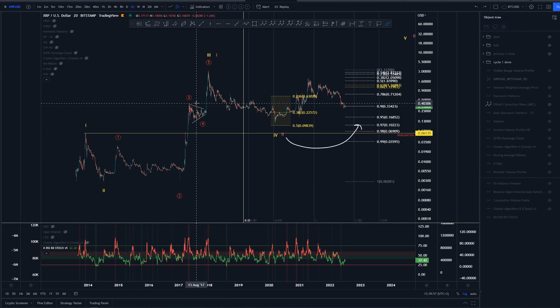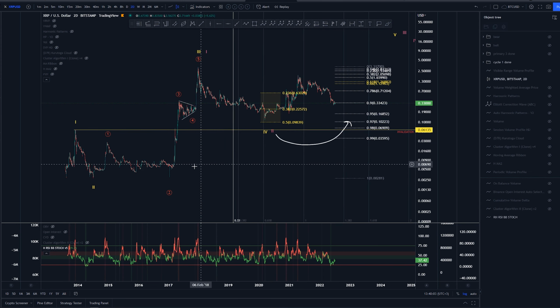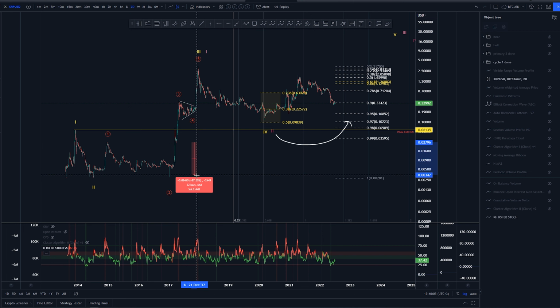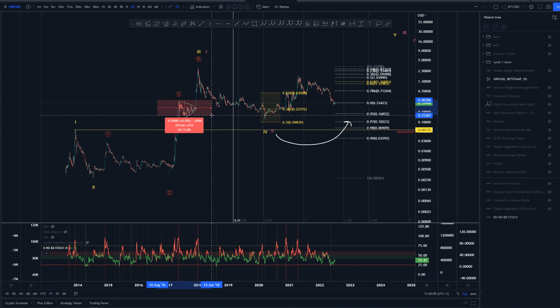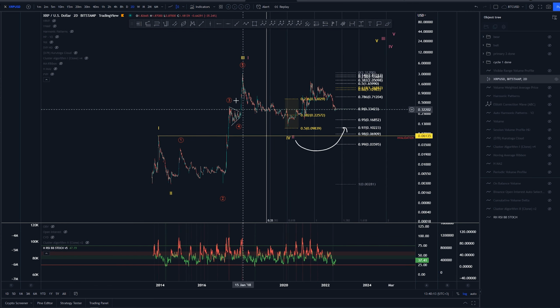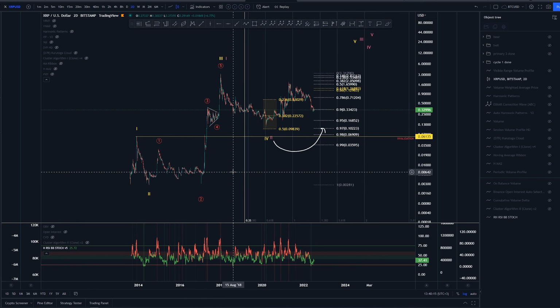Within the fourth we have some kind of triangle, and wave 2 is a very complex correction downwards. Now wave 2 definitely was very deep, we can see it is around the 89% area, while wave 4 is around 50%, and that has to be kept in mind when we are looking at the prices to come here.